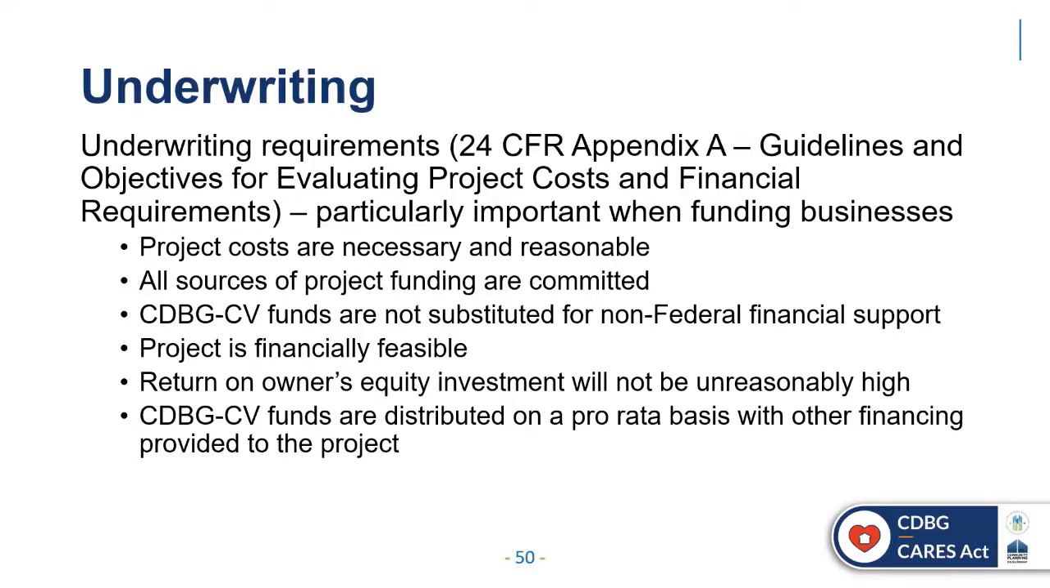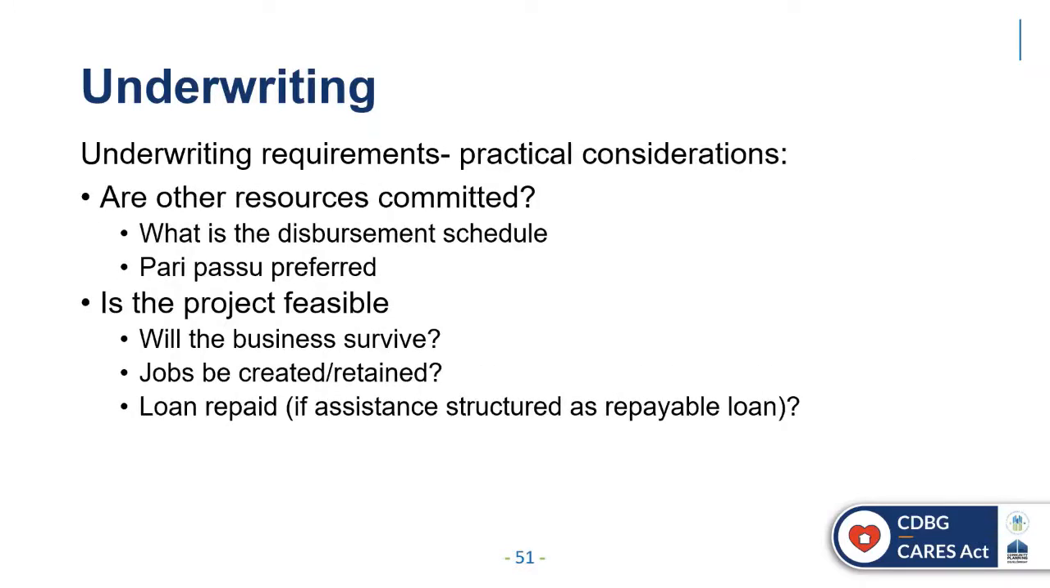The project has got to be financially feasible, and the return on the owner's equity investment cannot be unreasonably high. And also, to the extent practical, CDBG funds should be dispersed on a pro rata basis with other funding required for the project. Next. Make a determination of when your CDBG-CV funds will be distributed. HUD would prefer it be done in proportion to other funding sources or pari passu, if at all possible. Be careful of funding a business that is not likely to survive even with assistance. But if you believe the business can in fact be viable, it might be better to structure that assistance as a forgivable loan or a grant to avoid having to default a borrower.